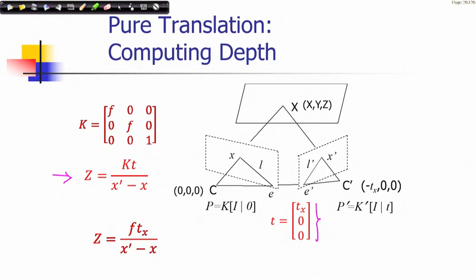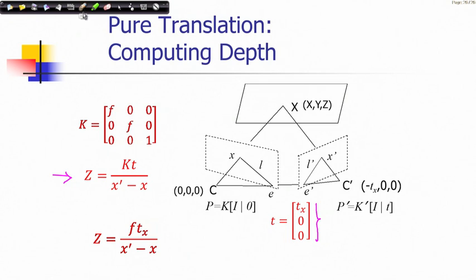So, this is one of the familiar equations for computing depth in a stereo setup, where the optical axes are parallel between the two cameras, and both cameras have the same focal length, that is, an identical calibration matrix, and the shift between these two cameras is t x. Then we compute depth.